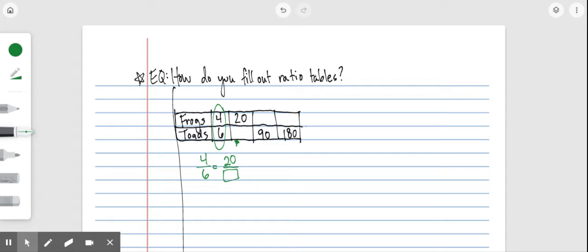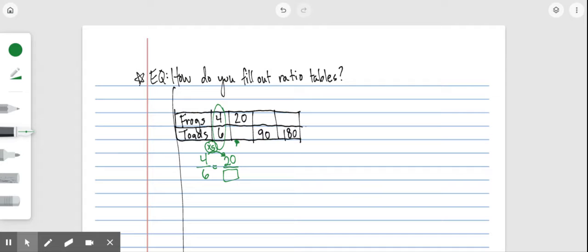So what we need to do is find the multiplier that'll get us that equivalent ratio. Okay, so in order to find the multiplier to get us that equivalent ratio, we need to figure out how many groups of 4 frogs will make 20 frogs. So how many groups of 4 make 20? Well, 5 groups of 4 make 20, so I multiply by 5.